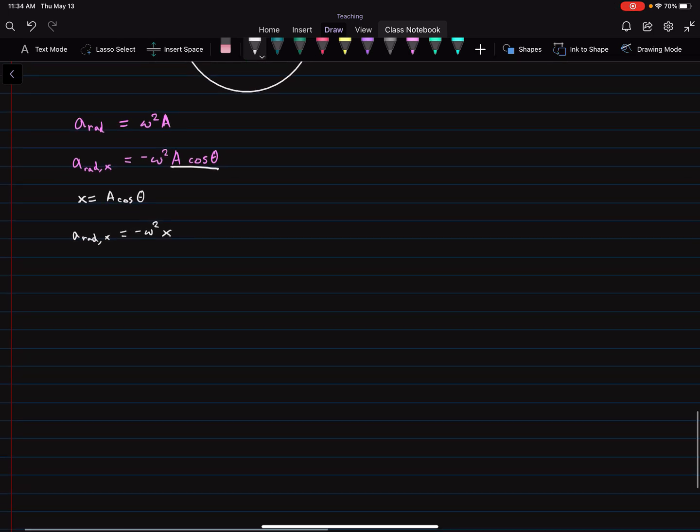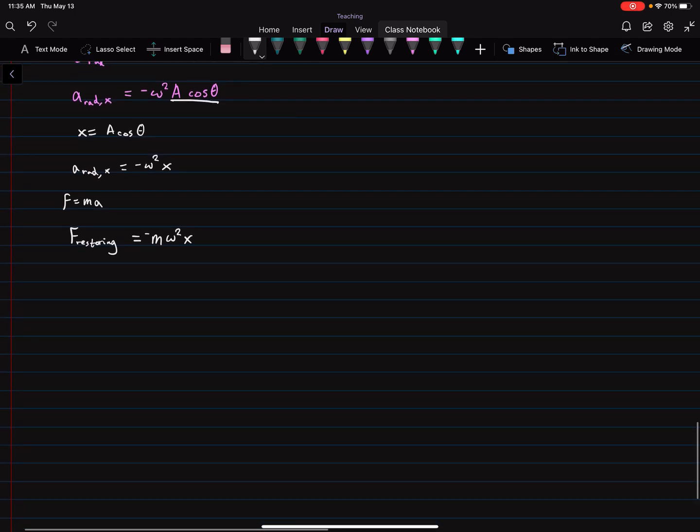And so because F equals ma, that means that our restoring force, in this case, would be negative m omega squared x. And so the key thing that I'm trying to point out here is that x is directly proportional to F, the restoring force. And so you have this proportionality constant right there, but it's not F equals negative m omega squared x cubed, it's just x, right?